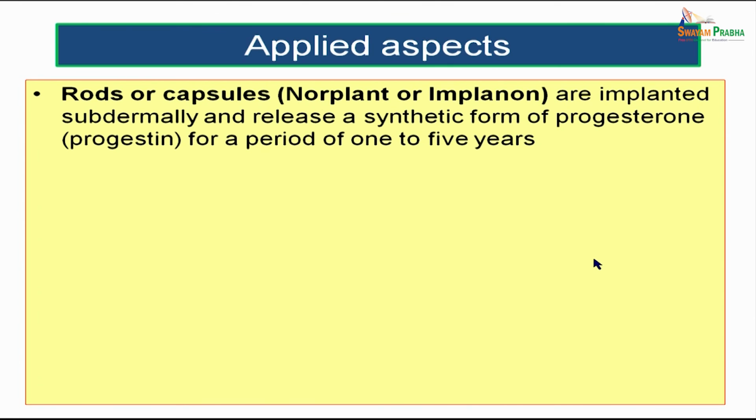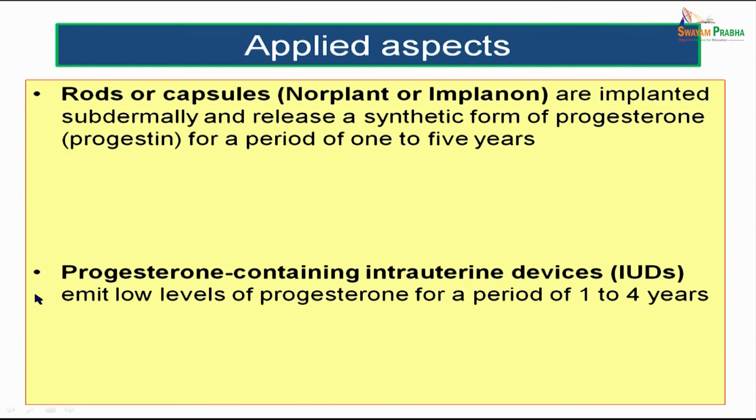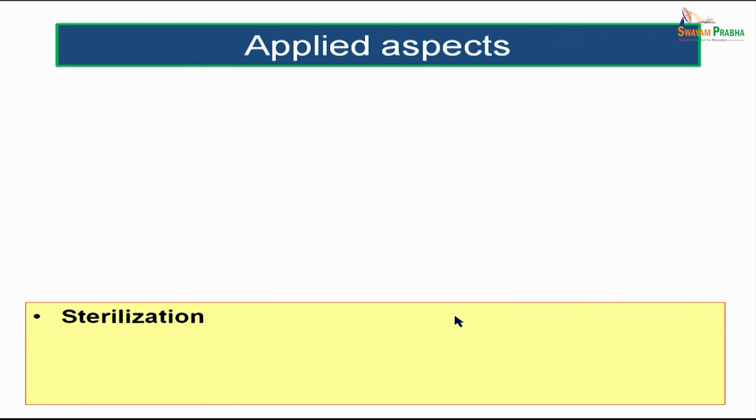So, if you inject or implant the rods or capsules, Norplant or Implanon, you can keep it say from 1 to 5 years and they will go on producing a synthetic form of progesterone which will prevent ovulation. Progesterone containing intrauterine devices are also nowadays available which will be emitting low levels of progesterone for a period of 1 to 4 years.